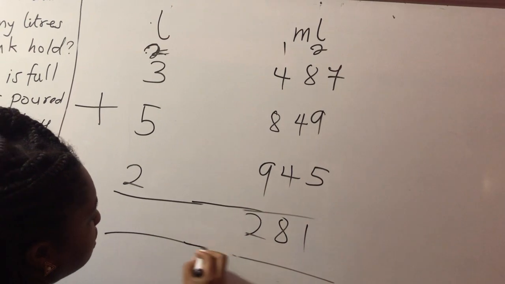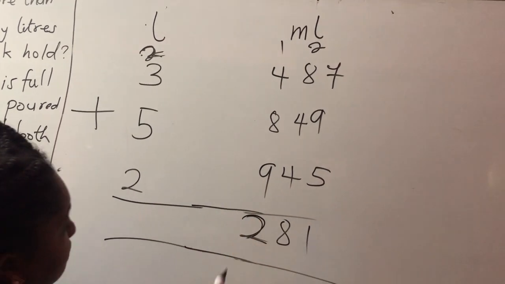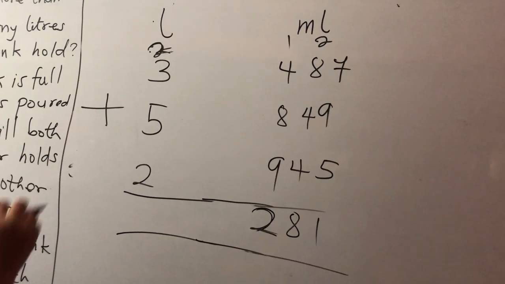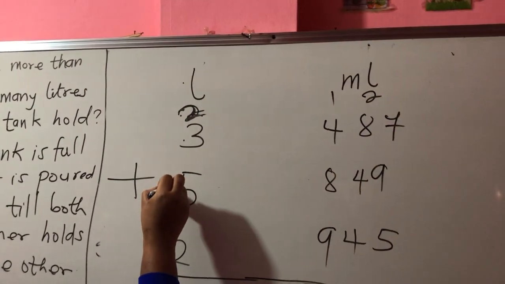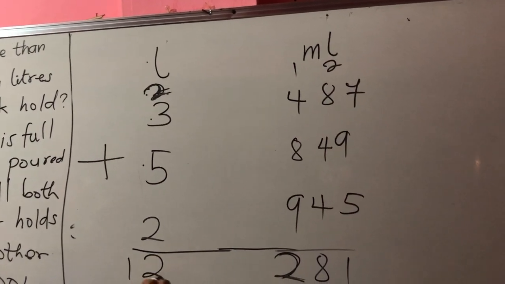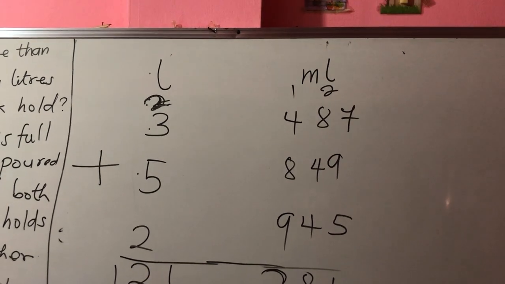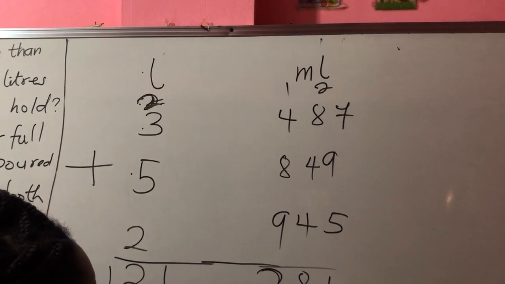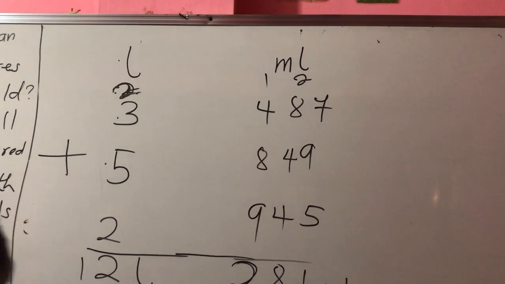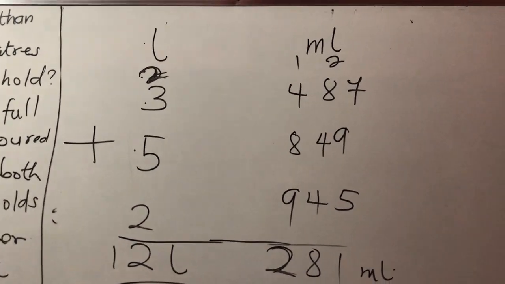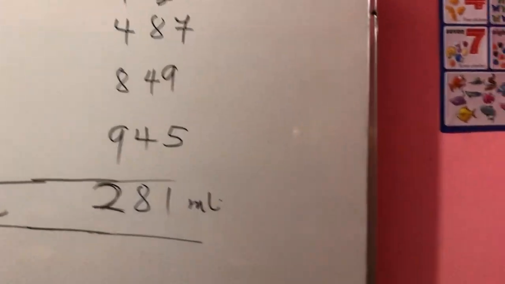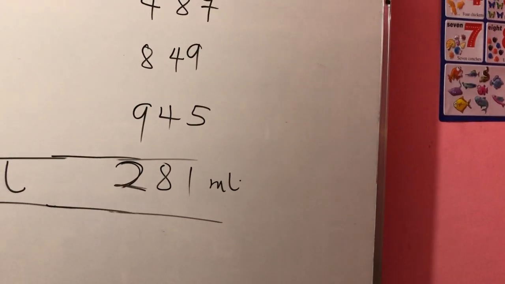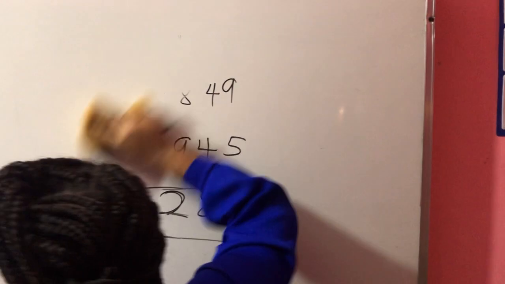So just like every mathematics, but we want you to get the understanding. So I've carried my 2 here. 2 plus 3, 5. 5 plus 5, 10. 10 plus 2, what? 12. So your answer is 12 liters, 281 milliliters. So it's as simple as that. Now let's take the second question.